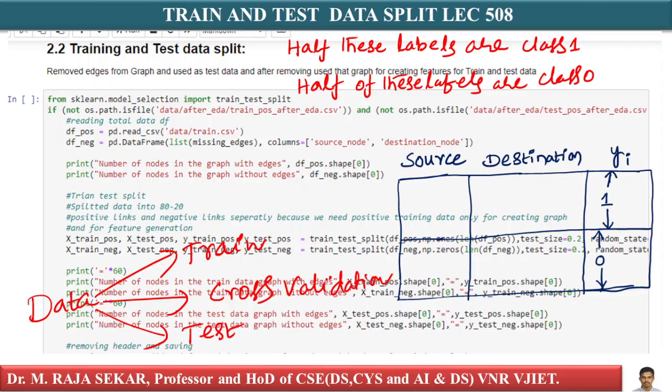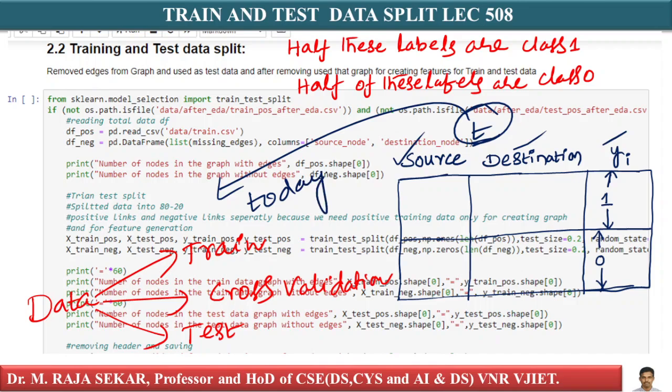There is one problem with this. Let me explain the problem to you. So the problem is as follows. In the real world, imagine if I am an engineer at Facebook or Instagram, at time t I am given source, destination and yi. This is the timestamp t. Let it be today. What is this t? Let me assume this is today, isn't it?